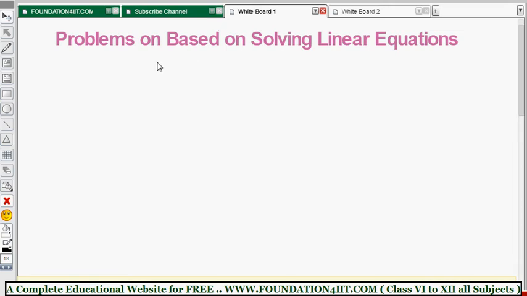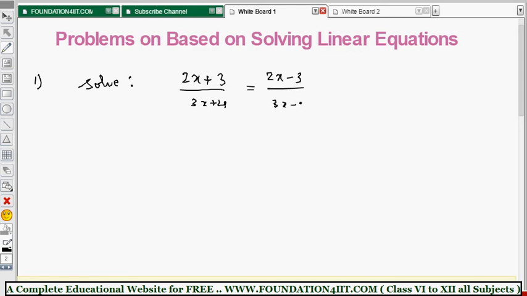So let me show you some more problems which are based on solving linear equations. So we'll see one question here. For example, solve (2x plus 3) by (3x plus 4). So this is in the denominator place also, these are variables. And (2x minus 3) divided by (3x minus 2). Okay, so (2x plus 3) by (3x plus 4) is equal to (2x minus 3) by (3x minus 2). Now another question is given like this.